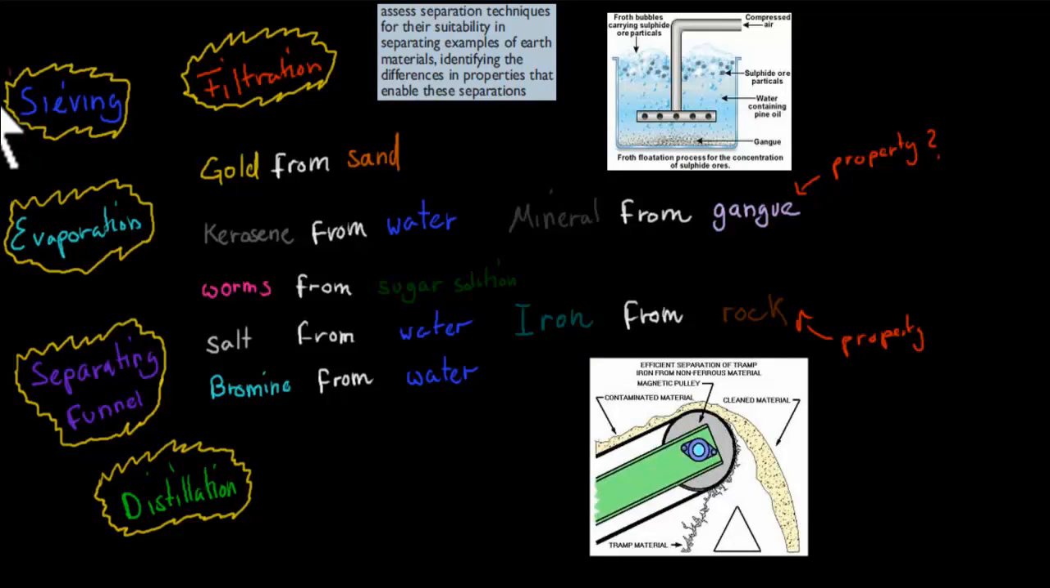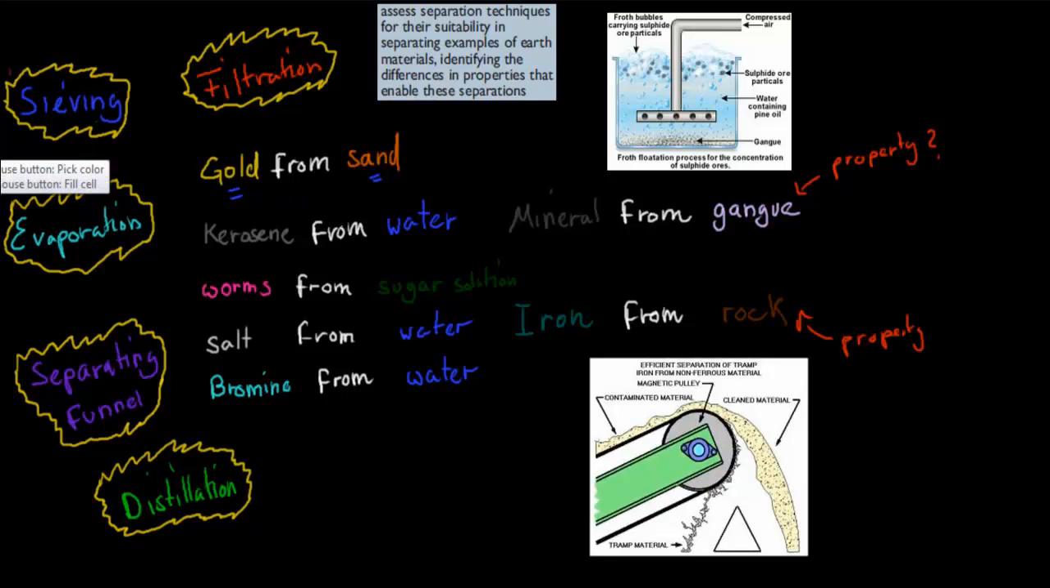So for example, we've got our separation techniques which we explored in the last video, a couple of them. And here are a couple of things we want to separate. So for example, let's say we want to separate gold from sand. That's quite common. A lot of people look for gold and then they use those sieves to be able to actually do that. So I just gave the actual answer.